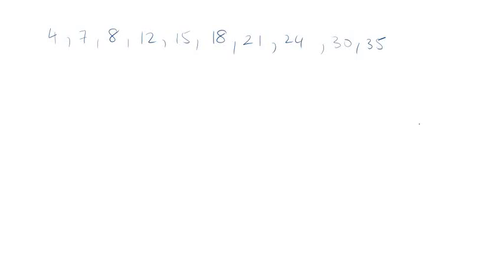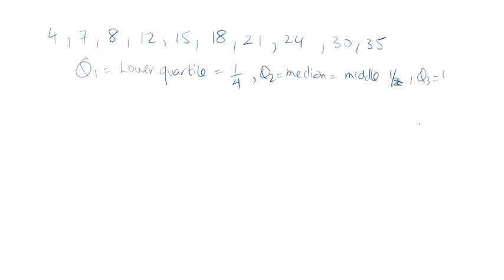So I'm just going to write down the different quartiles we do have. The first one we have is Q1, which is the lower quartile, and the lower quartile is basically 1/4 of your data set. Then you have Q2, which is the median. That's the middle, so that's exactly half of our data set. And then the third one is Q3, which is the upper quartile, and the upper quartile is 3/4 of our data set.